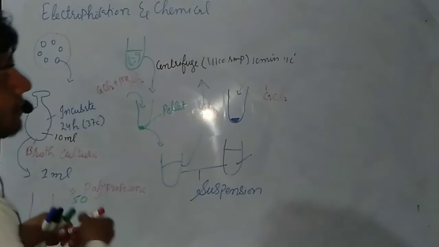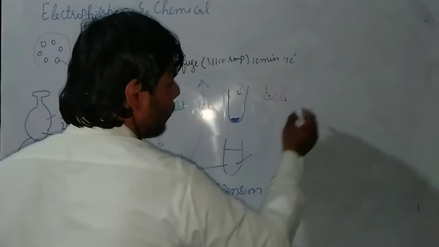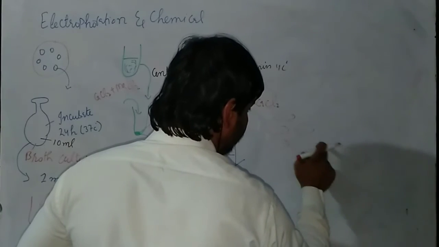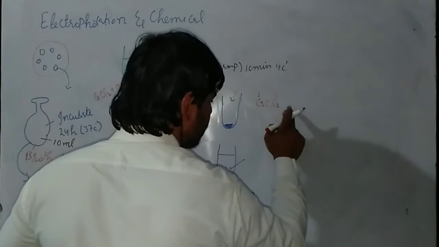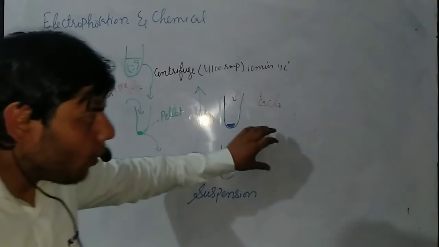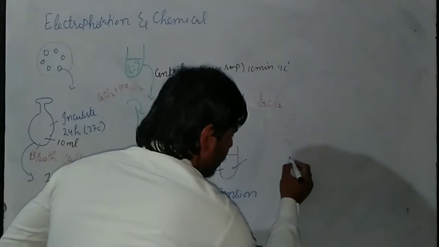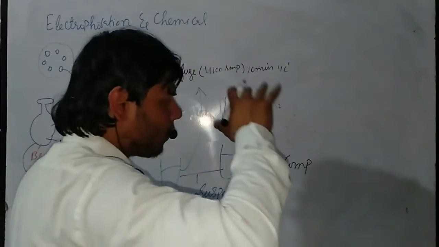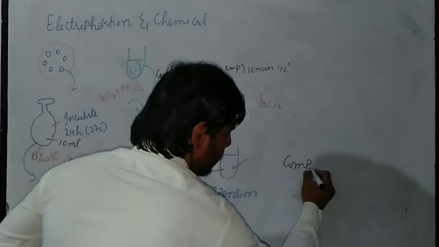Now after that, the cells become competent. Holes are created, as you can see. Now the cells are competent. So let me write, these are the competent cells, and these are the most powerful competent cells.